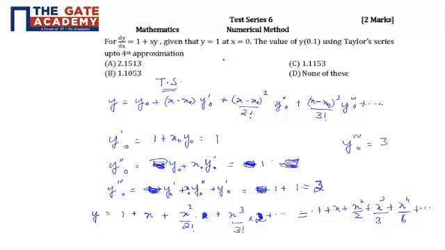Now we want to find the Taylor series up to 4th approximation for y of 0.1. So if we substitute x equal to 0.1 and solve this, we get the value of y of 0.1 to be equal to 1.1053, that is nothing but option B. Thank you.